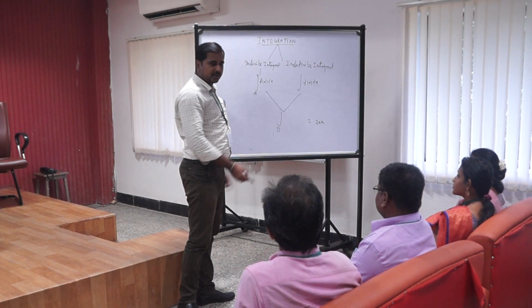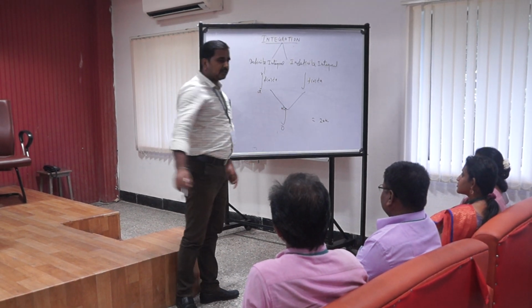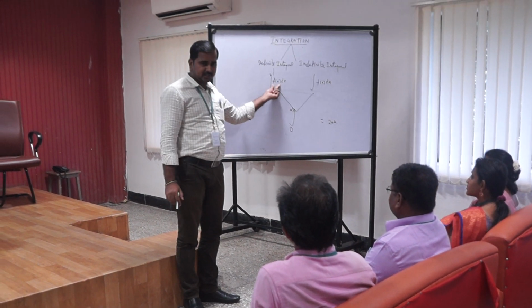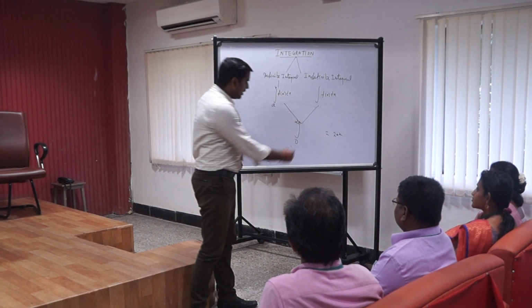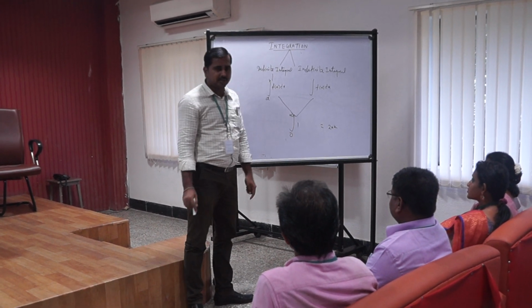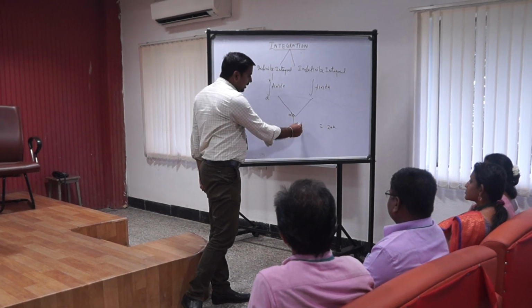So 20 kilometers around, we get 20 kilometers. Okay, so now I'm going to fix one suitable function. Here I'm going to fix one function, that is f of x. f of x is the constant function 1 into dx.